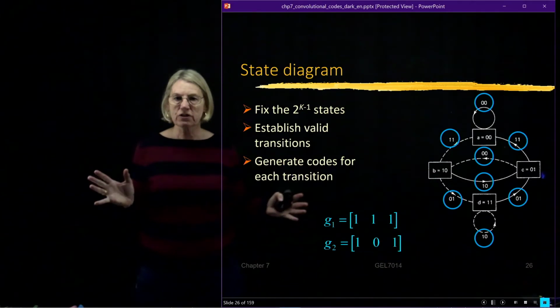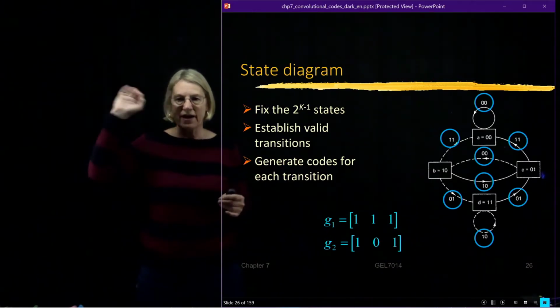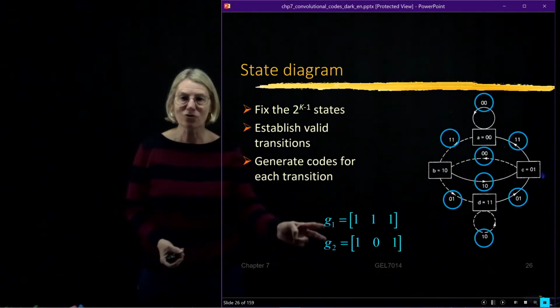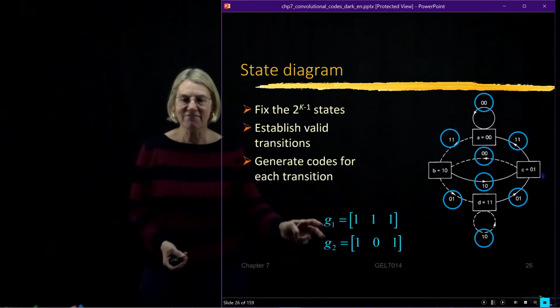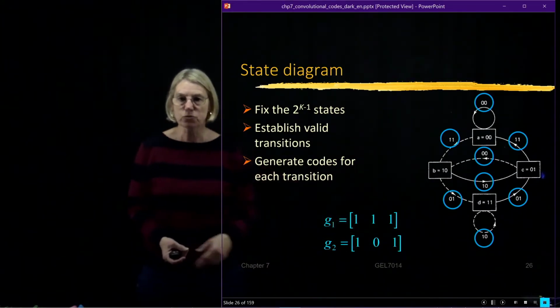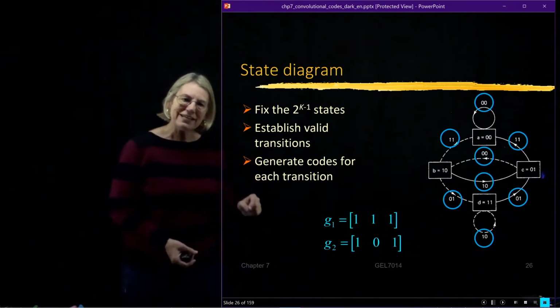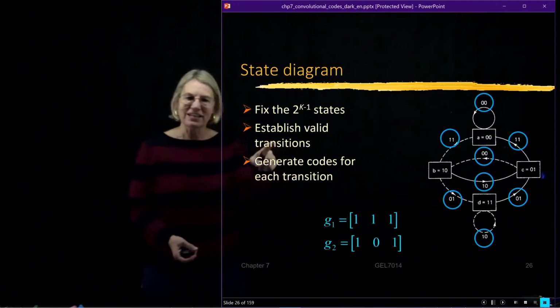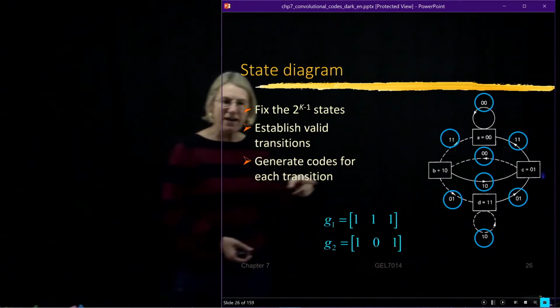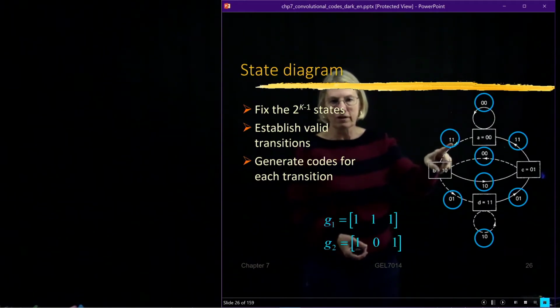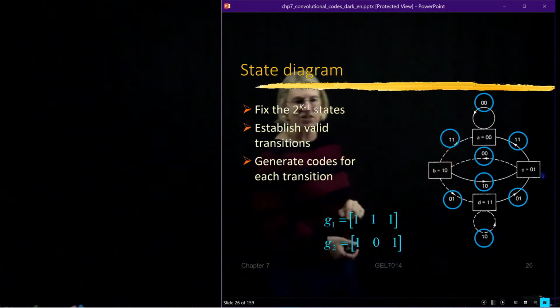So the structure of the state diagram is determined just by the constraint length. But now I have a specific code that I'm interested in. So I have a vector or a collection of vectors which represent the code. Now what I do is I write next to each one of these valid transitions what the code word is that is involved in that transition.